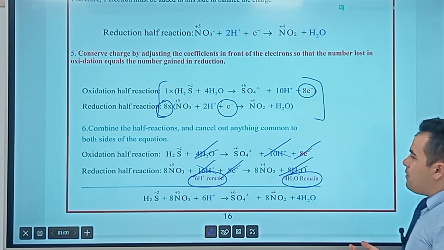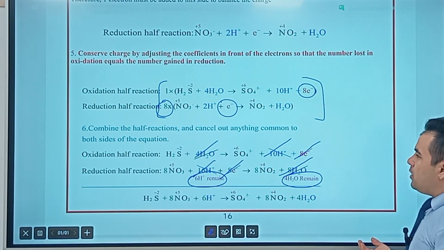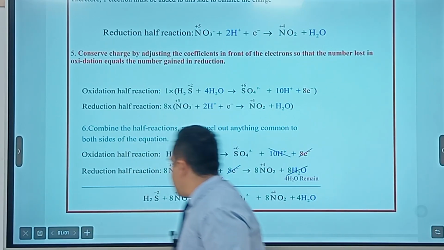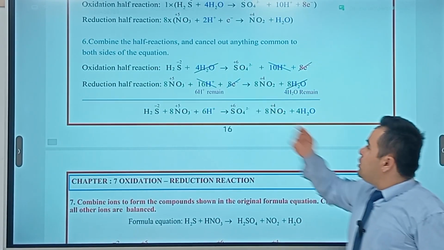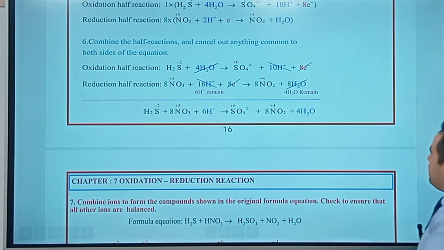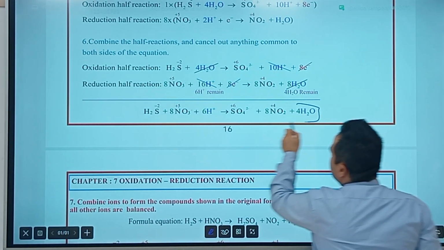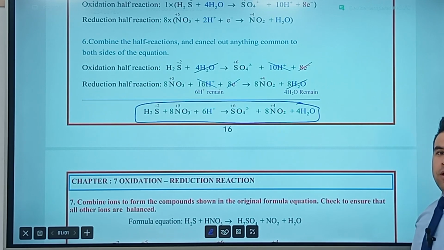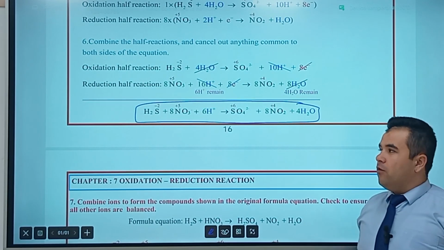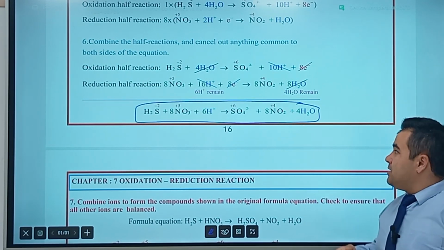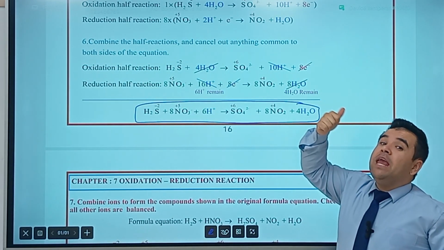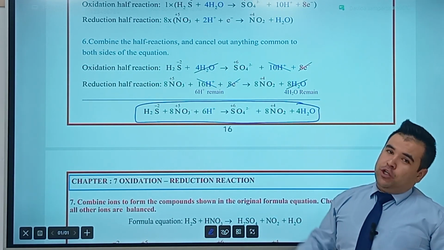And then, do we have any other things to be cancelled? No. So add these two together, you will get a reaction which is the addition of both halves. This is the reaction which represents the addition of the oxidation and reduction halves. What to do next, guys? We have to compare this with the main formula equation.